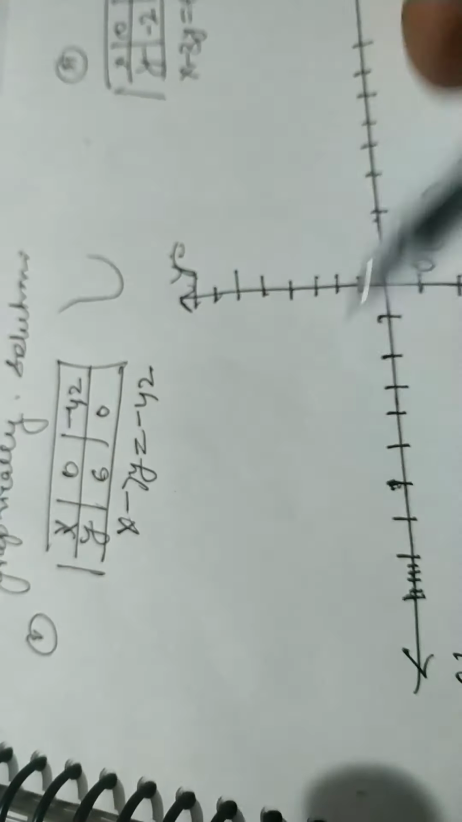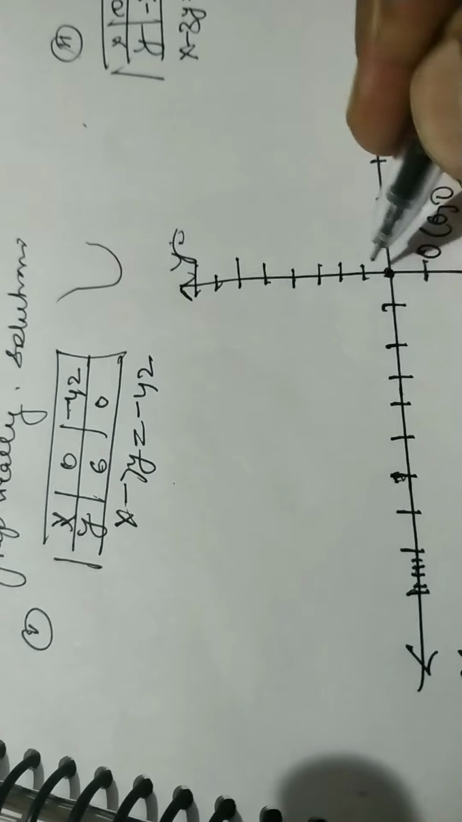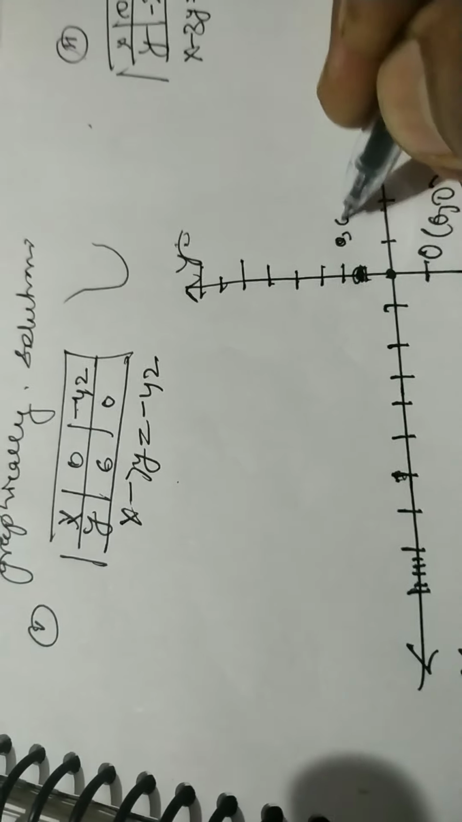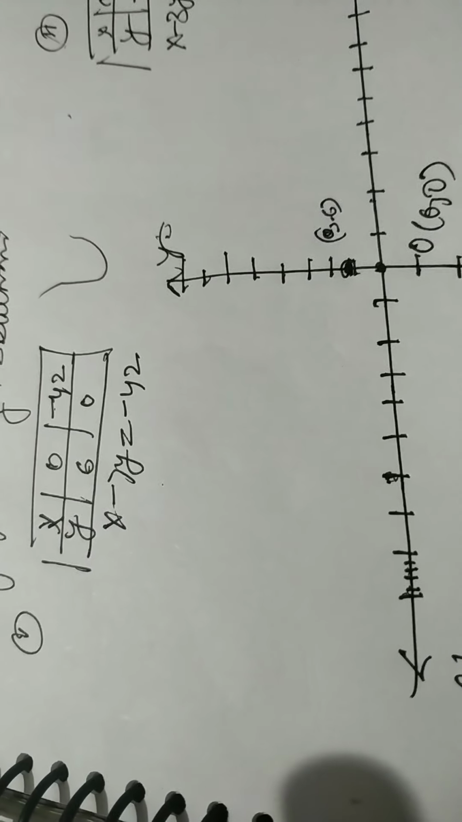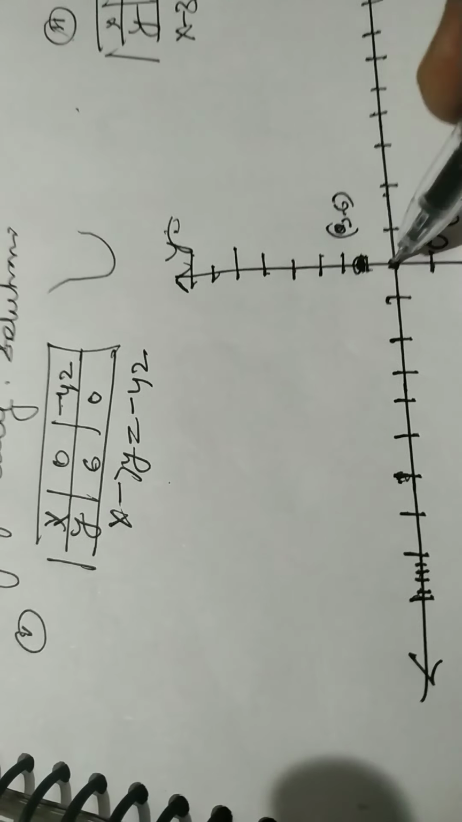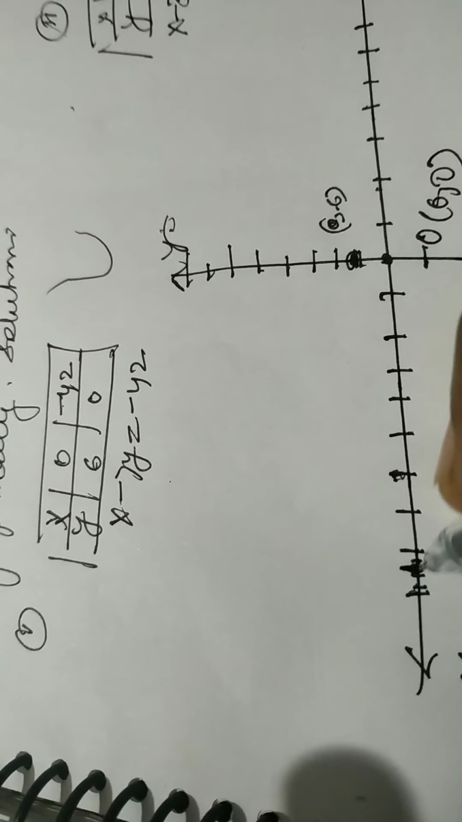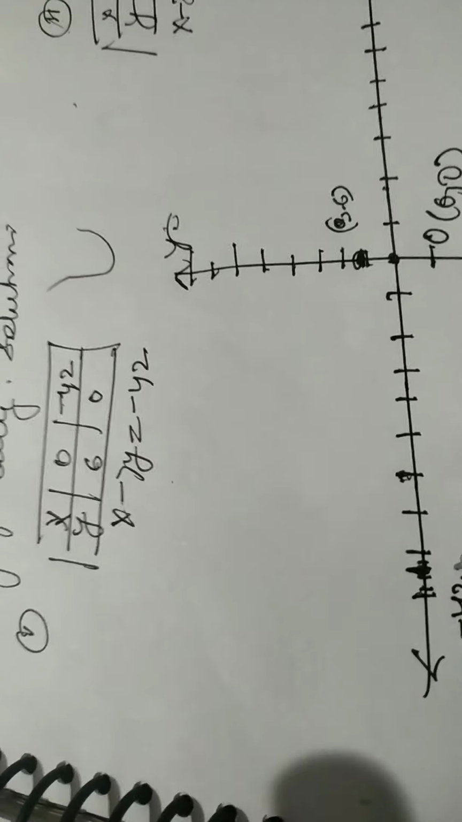If X is equal to 0, Y is equal to 6, so that is the point 0, 6. And second, if Y is 0, then X is minus 42. This is 40, 41, 42. So this is minus 42, 0.